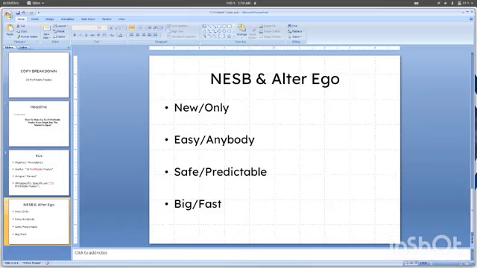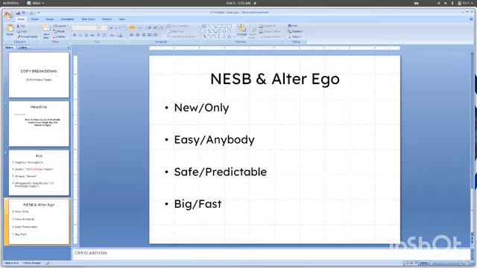And their alter egos are only, anybody, predictable, and fast. A piece of copy is always trying to show that this is something new that the reader has not known before. So this is new, you didn't know it before, and I'm going to make it known to you now. And new is going to trigger hope in the reader, because maybe the reader has tried other things before and they did not work for him, but here is something new that you should try, and hopefully it's going to work for you.